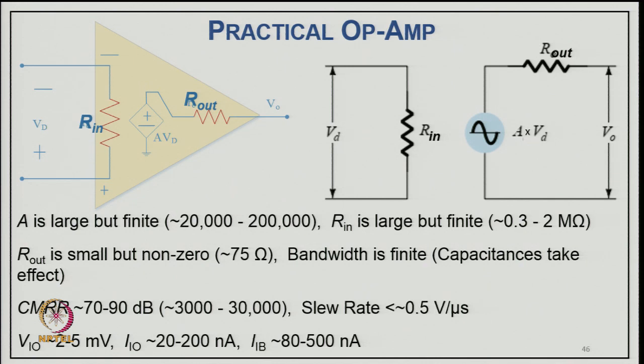So, these quantities are at the other extreme, but they are not either 0 or infinite. This we call a practical or non-ideal operational amplifier with these parameters. Of course, these parameters change a little from one operational amplifier to another, as well as from one make to another.